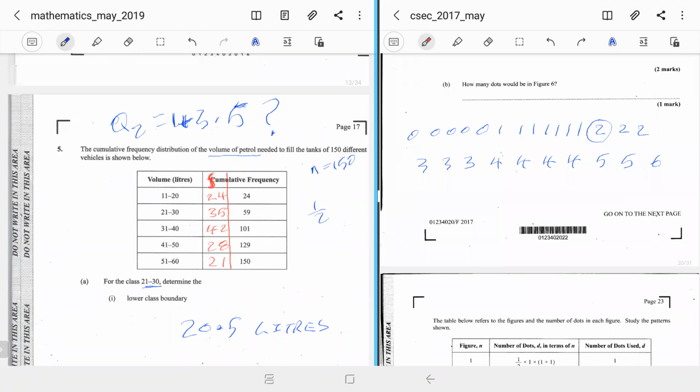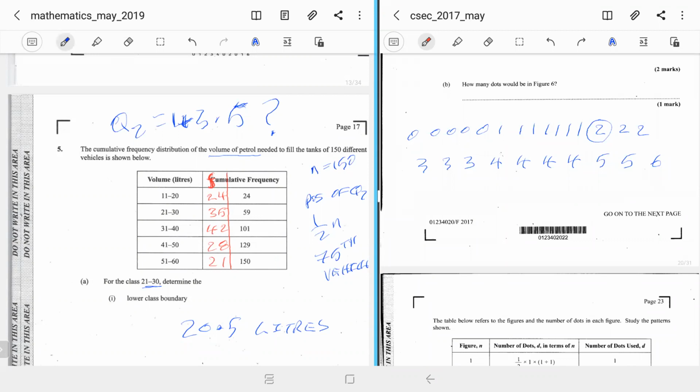75th, half n. So the position of the median in grouped data, the position of Q2, would be half N. That's the 75th vehicle. The 75th vehicle would approximately have the median amount. Remember, we are counting up how many vehicles you have in the cumulative frequency column as you go from the ones who took a small amount to the ones who took a higher amount of petrol. So tell me now, where would the 75th vehicle be?